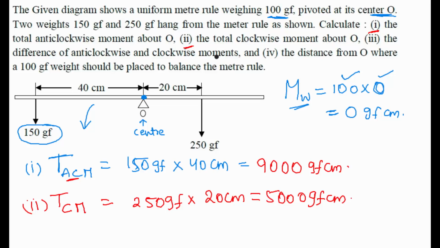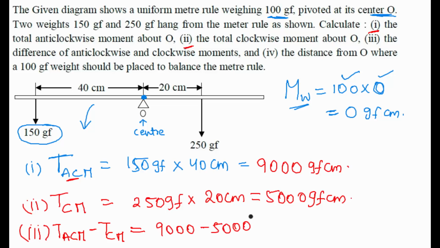The difference of anti-clockwise and clockwise moments. So the third question is nothing but, which is larger? Anti-clockwise moment, right? So anti-clockwise moment minus total clockwise moment is equal to 9000 minus 5000 GF centimeter, which is equal to 4000 GF centimeter. So the third question is also over.